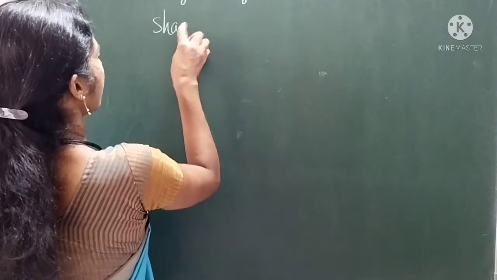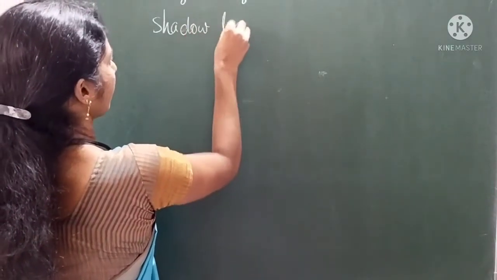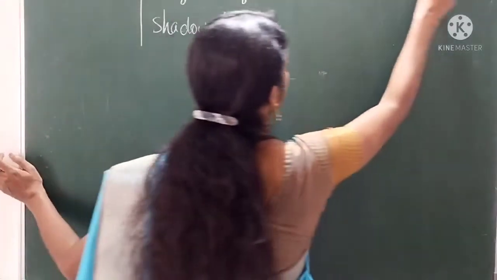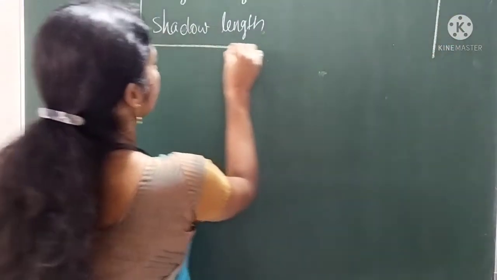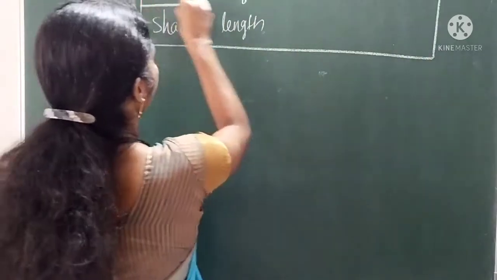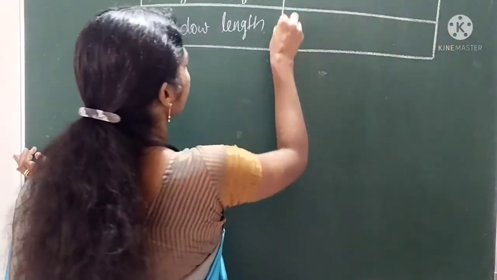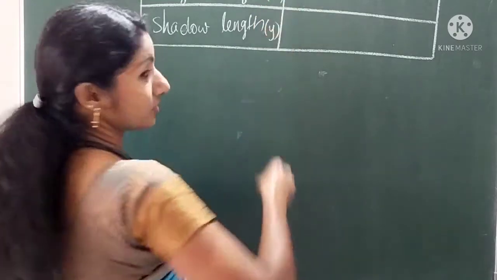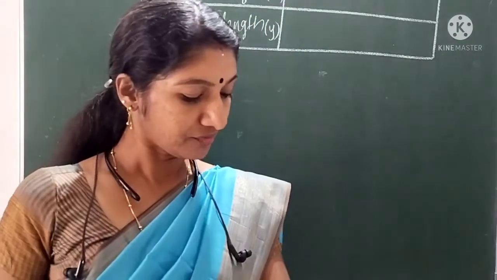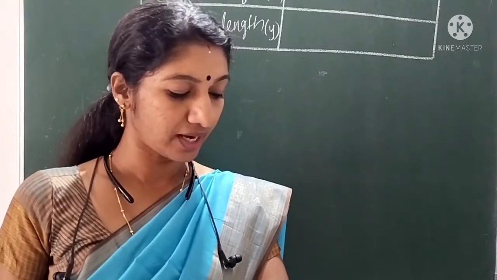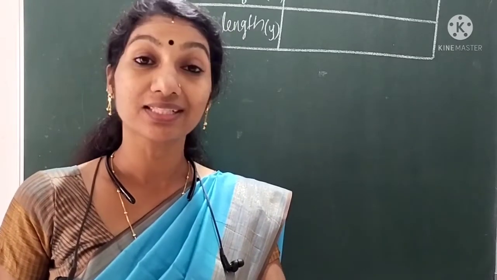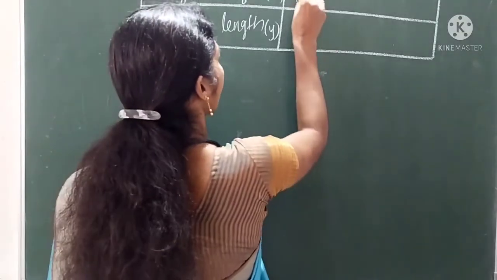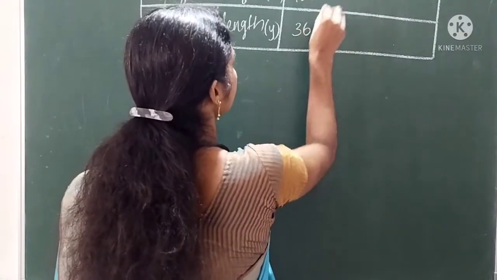and shadow length. Okay, so these are the two quantities. While reading the question we understood these are the two quantities, and you need to fill this table with the given information. We can take this as X quantity and this as Y quantity. Two situations are given. In the first case, the length of the shadow of a 100 meter high tower is 36 meter. So original length is 100 meter and its shadow length is 36 meter.